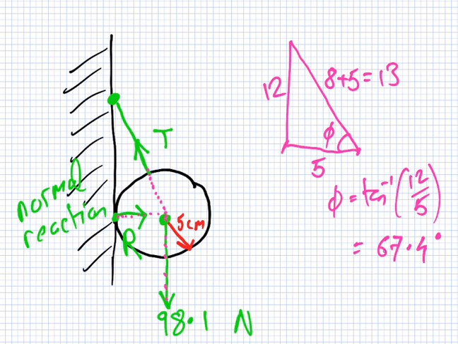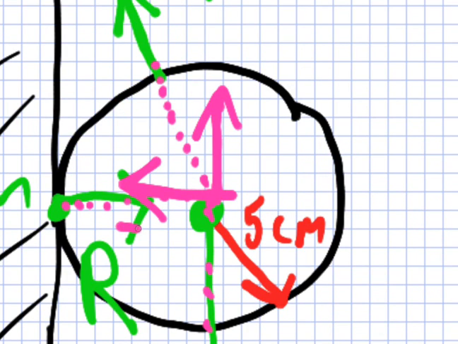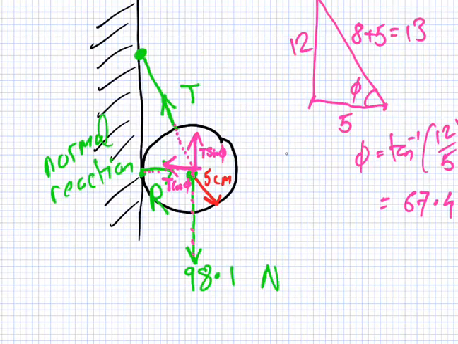67.4 degrees. So this force here is T cos phi, and this one here is T sine phi. I can't really fit it in, so I'll just draw it here to the side. I can't fit it in my picture. Well, maybe I can, if I zoom in. So this one here is T cos phi, T sine phi. Not too bad.